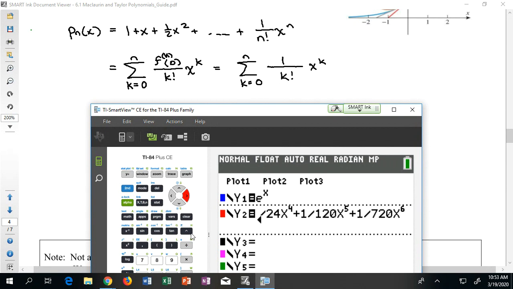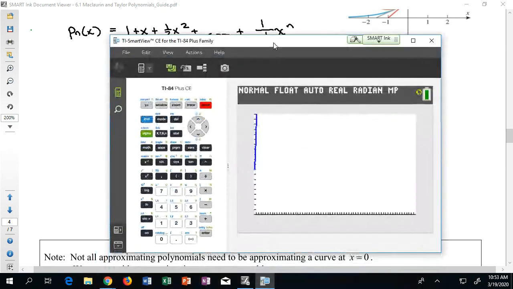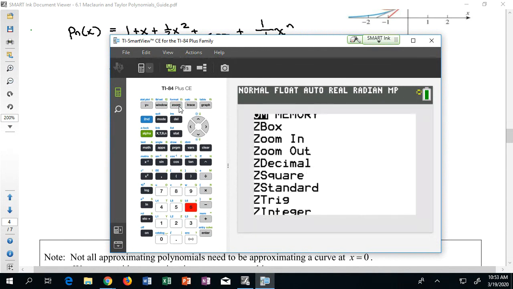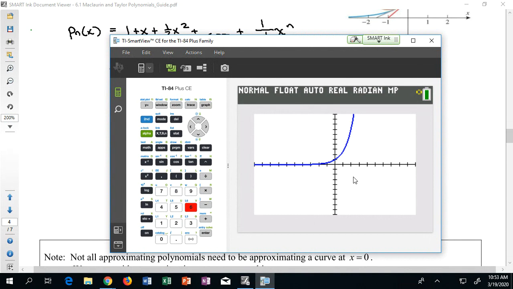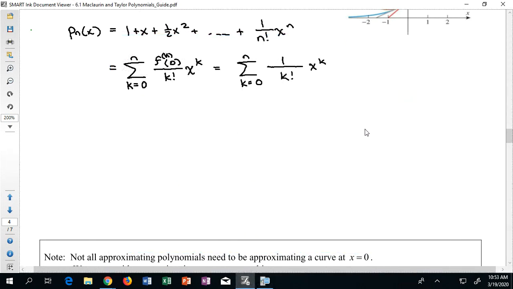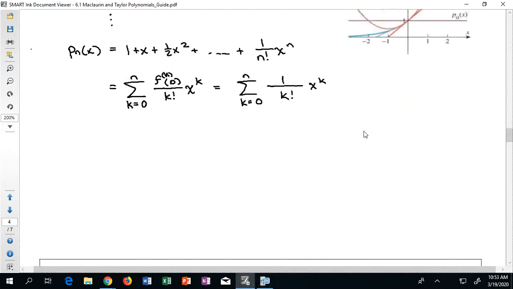I could just keep going and going, and here's the cool part. When I hit the graph button, I can see, not my picture because it's slightly off the screen, but if I wait for the thing to stop spinning and thinking, then I can reset the picture. Here's my e to the x. Here's my modeling polynomial. Well, that's doing a pretty good job, and that's only x to the power of 6. If I was able to keep going, I could get better and better.